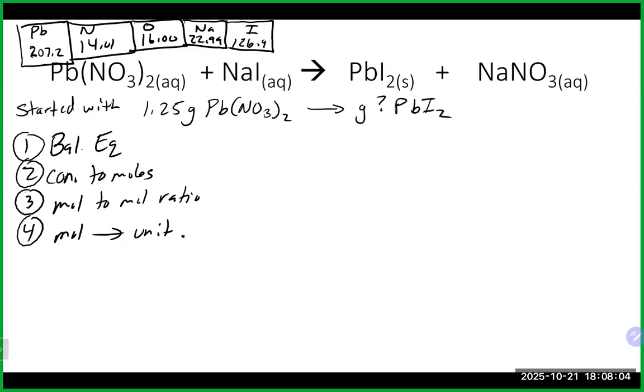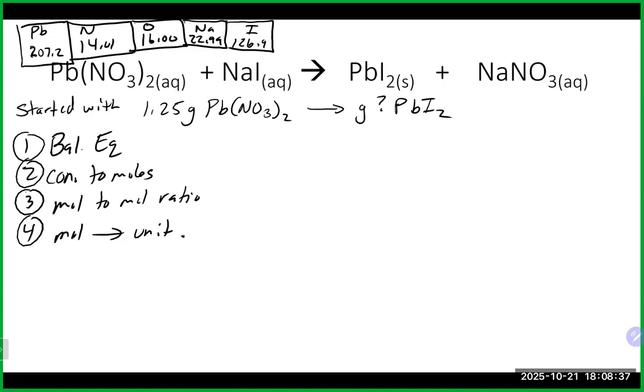So again, we have a problem where we are given basically just one piece of information, for our lead 2 nitrate. We want to get all the way over to the other side, to our lead 2 iodide. So this is definitely a stoichiometry problem. Because we're only given one piece of information, that tells us it's just a basic stoichiometry problem. And when you see that, you should just roll through these 4 steps. Even a more complicated one, you could roll through these 4 steps, as we'll talk about.